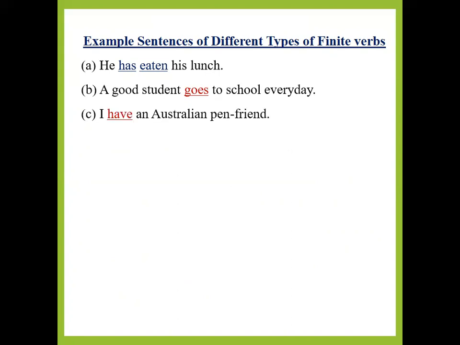C, I have an Australian pen friend. In this sentence, we have got only one verb, that is have. But have is used here as a principal verb, not an auxiliary verb. D, they were swimming in the river. There are two verbs. One is were and another is swimming. Were is used here as an auxiliary verb and swimming as the main verb or principal verb.